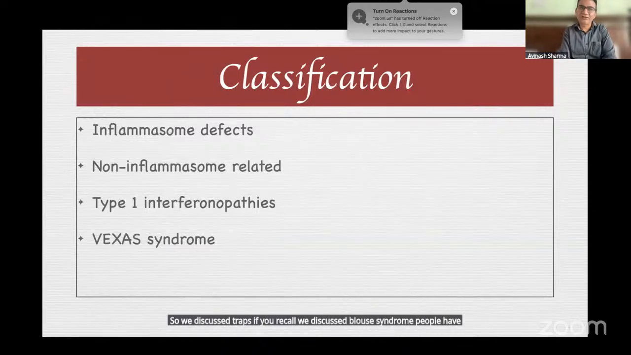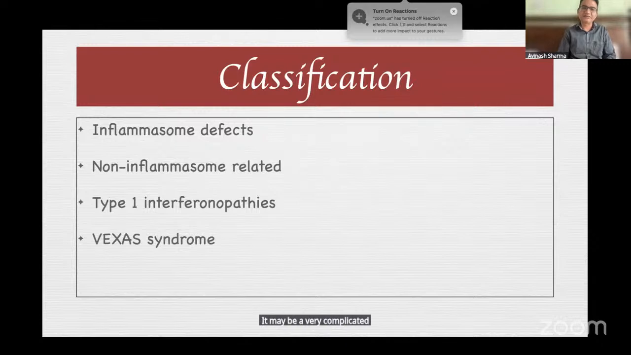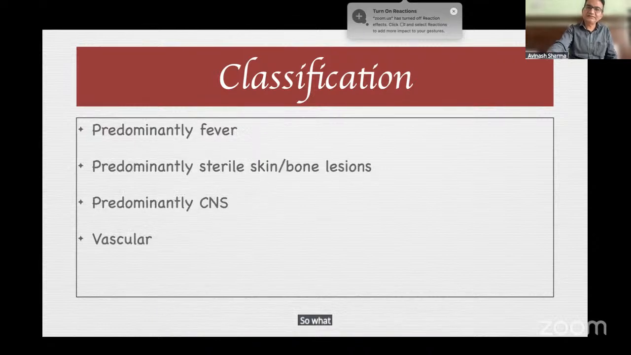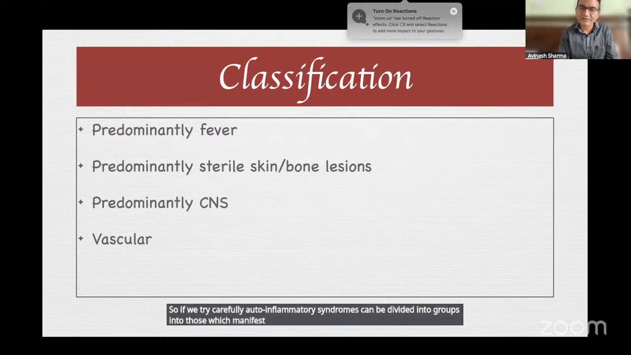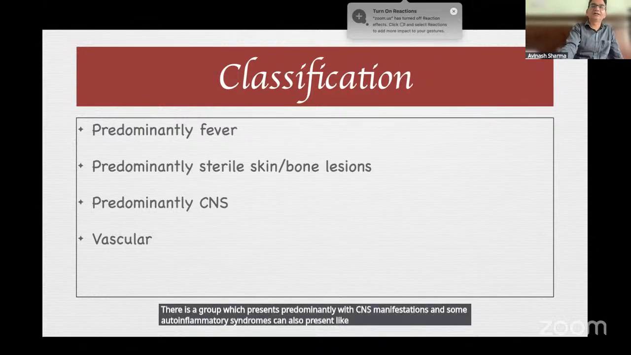People have tried to classify autoinflammatory syndromes, which is not easy at all. It may be a very complicated kind of classification if we try to classify them into inflammasome defects, non-inflammasome defects, interferonopathies, and many more. So what I've done is divide them into categories like this. If we try carefully, autoinflammatory syndromes can be divided into groups: those which manifest predominantly with fever; then a group which has predominantly sterile skin or bone lesions; a group which presents predominantly with CNS manifestations; and some autoinflammatory syndromes can also present like vasculitis. So if we divide them into these classes, it may be easier for us to identify them.